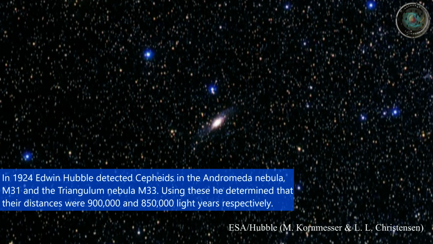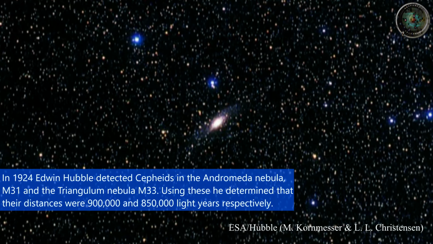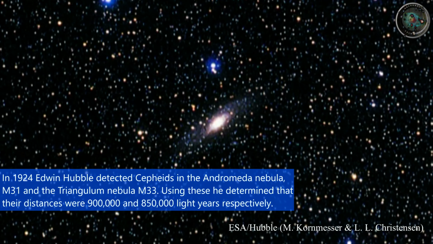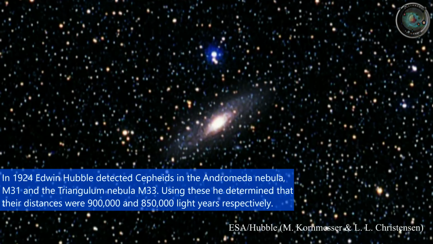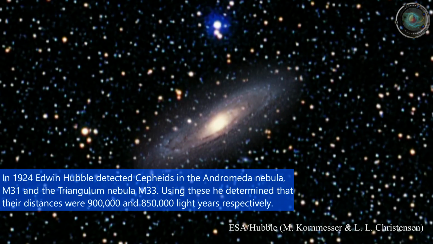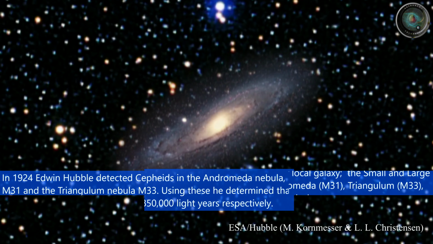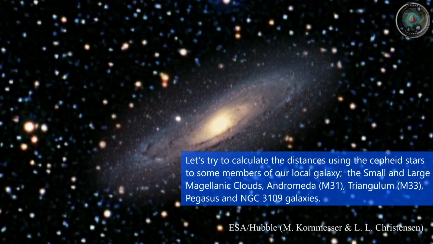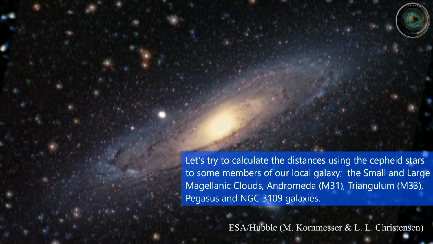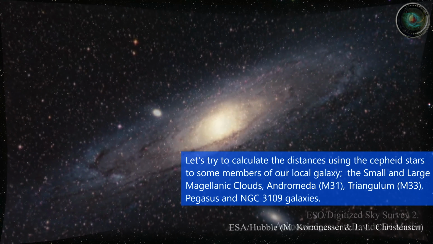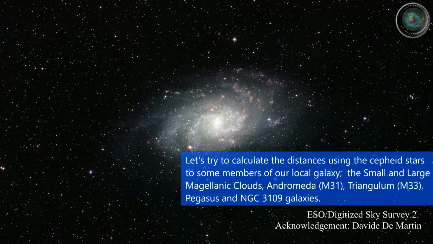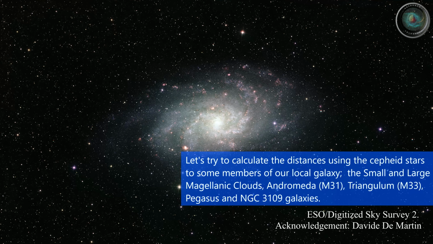In 1924 Edwin Hubble detected Cepheids in the Andromeda Nebula, M31, and the Triangulum Nebula, M33. Using these he determined that their distances were 900,000 and 850,000 light-years respectively. Let's try to calculate the distances using the Cepheid stars to some members of our local group, the Small and Large Magellanic Clouds, Andromeda, Triangulum, Pegasus, and NGC 3109 galaxies.